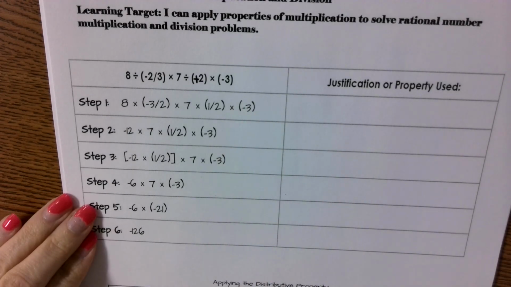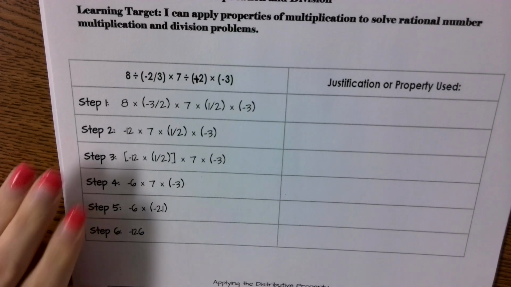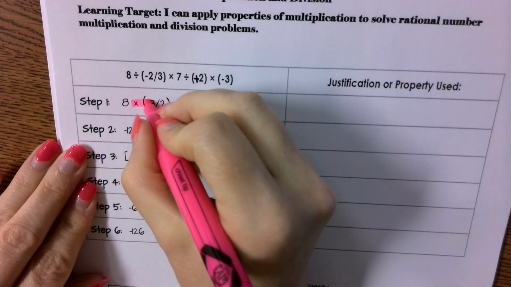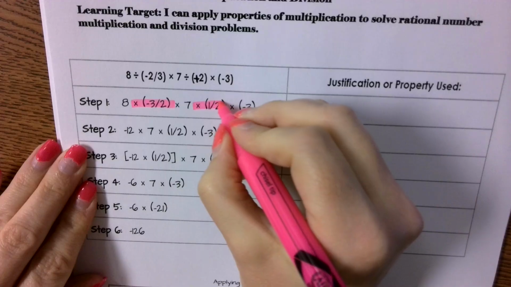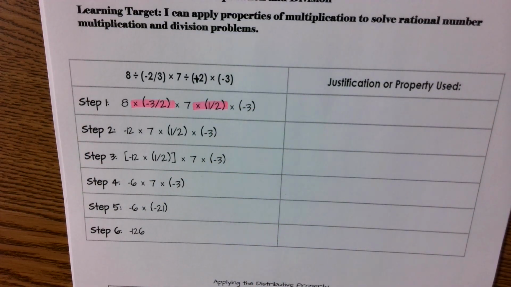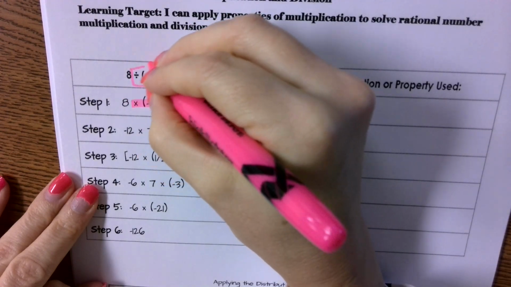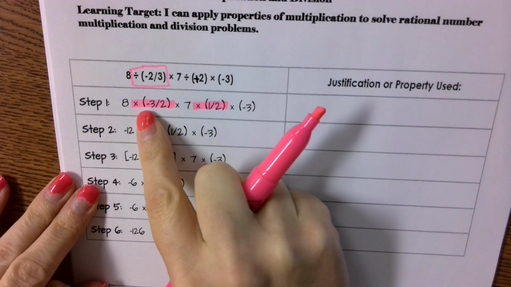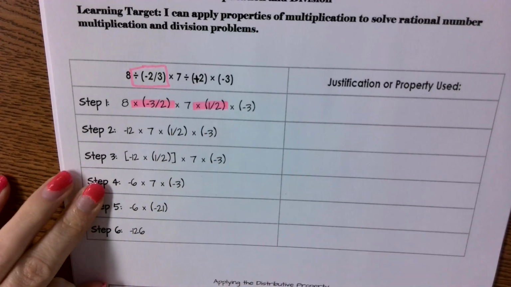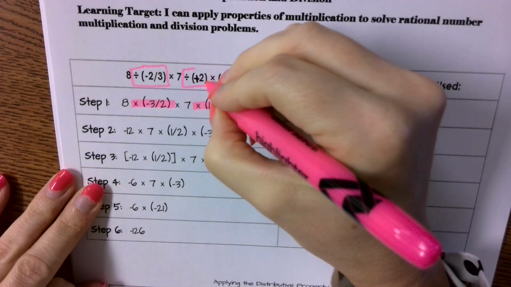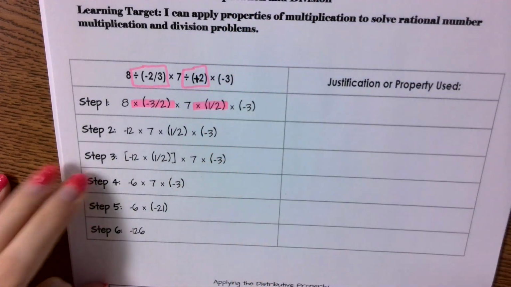So what I'm seeing occur is this change. I'm going to highlight in pink where my changes were. I originally had started off dividing by negative 2/3, and I changed it to multiplying by negative 3/2. I had originally had dividing by a 2, and now I have it multiplying by a 1/2.